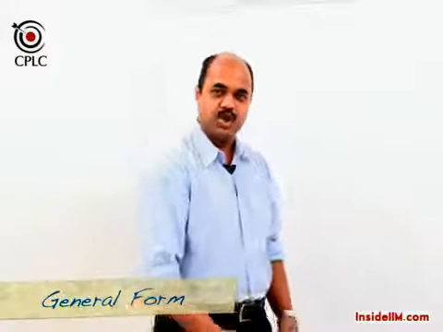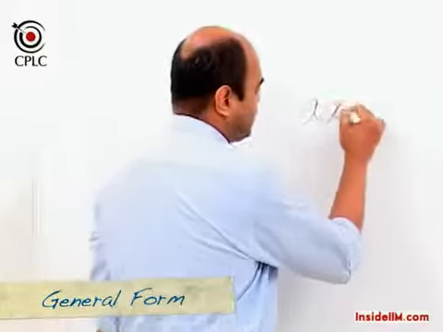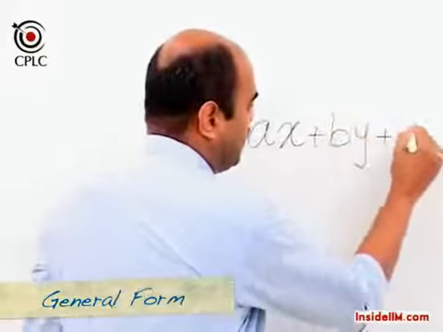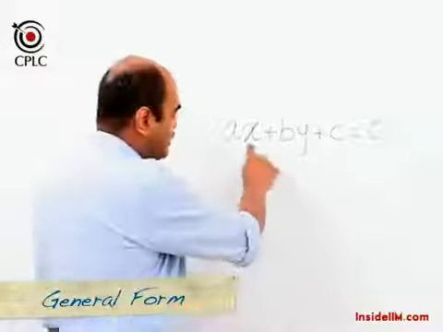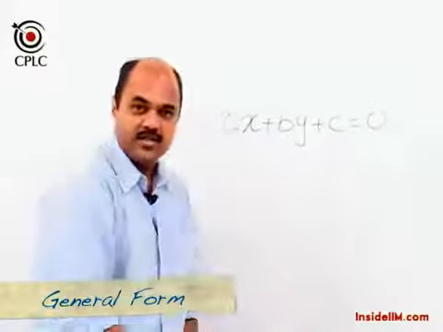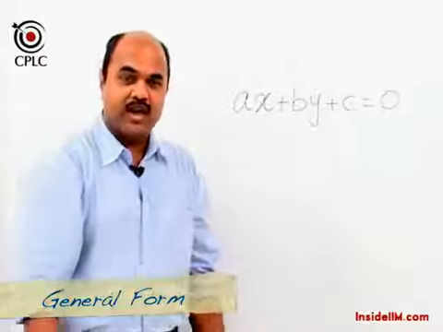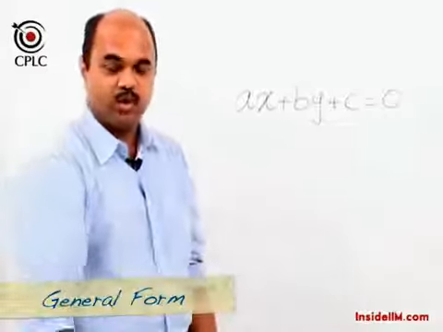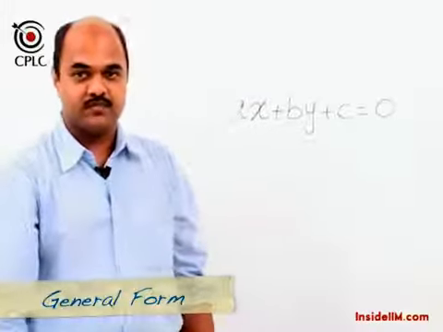So let's look at a general form of a linear equation. The general form of a linear equation is ax plus by plus c is equal to 0. Now when we look at the variables x and y here, we can see that the power of these variables is only 1. And when the maximum power is 1, such an equation is called a linear equation.